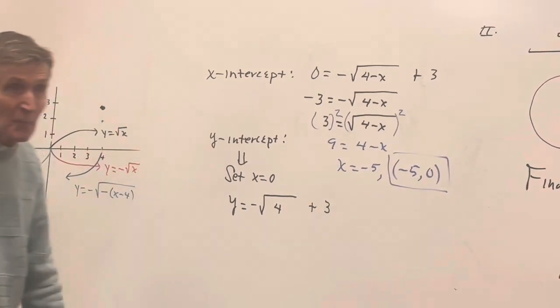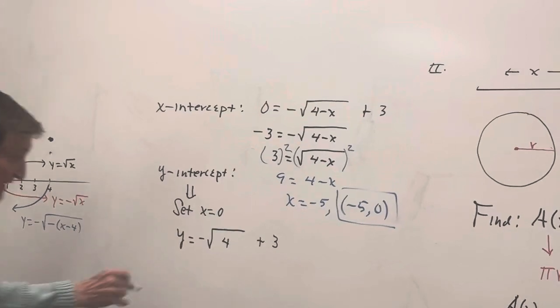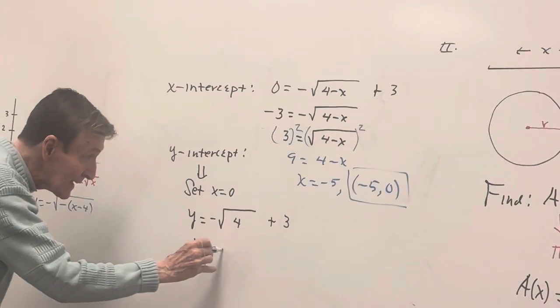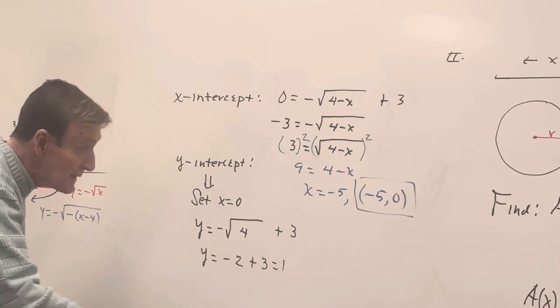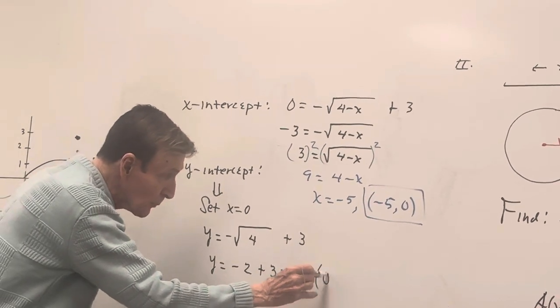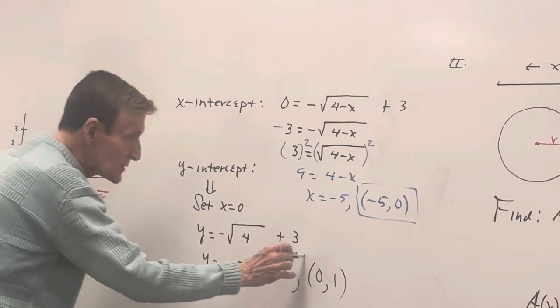See if you guys agree. Replacing x by 0 gives me y is equal to, looks like negative 2 plus 3. Looks like a 1, and I like ordered pairs for points, so let's call that (0, 1). There's my y-intercept.